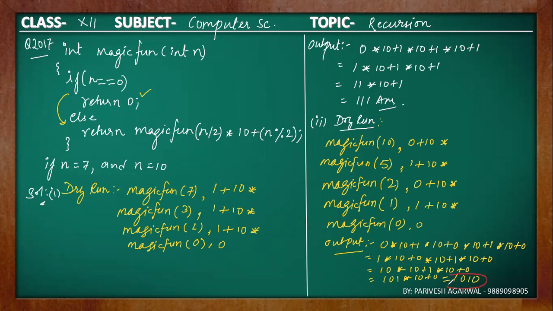This will return 1010. So these are the two return values for the inputs n equals 7 and n equals 10. I hope that you all understood this program, this output-based question or code snippet, properly.